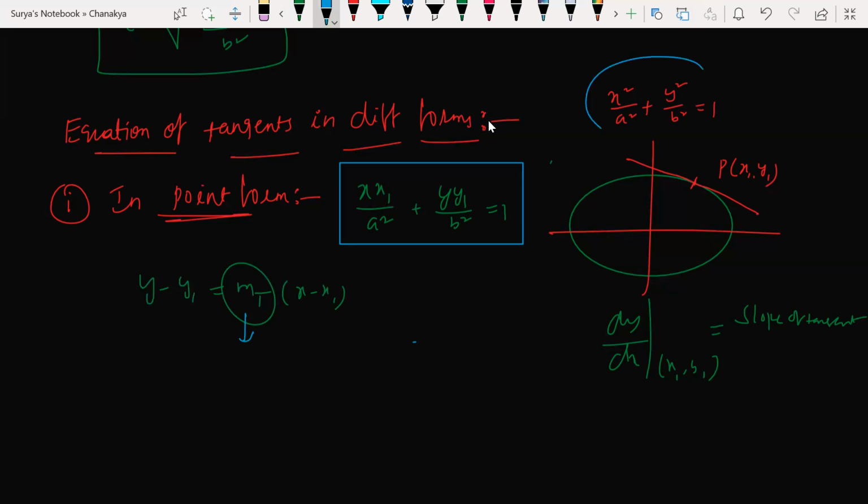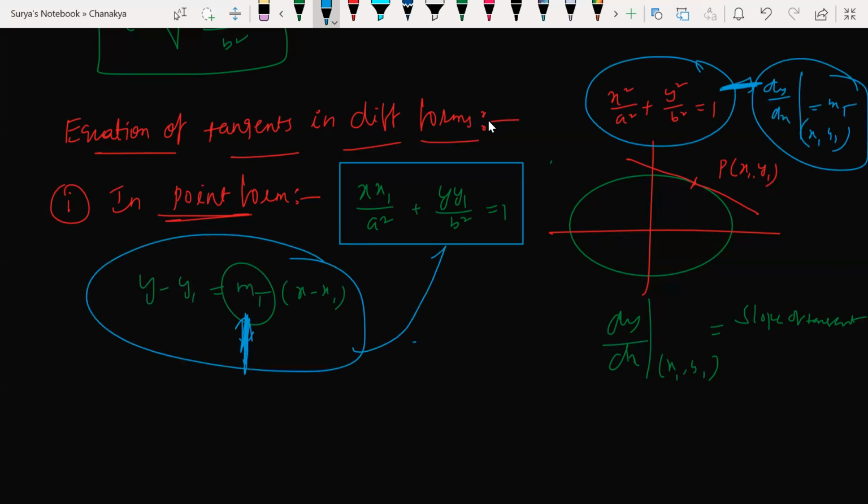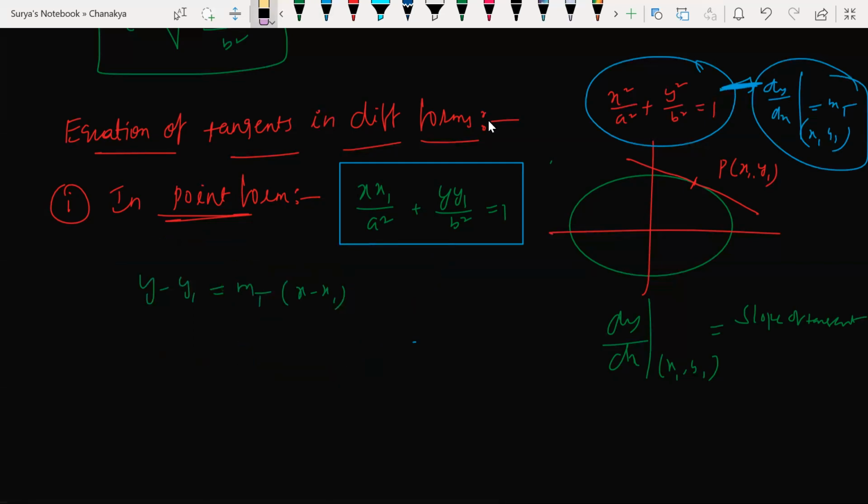From dy by dx. If I find out dy by dx from the standard equation of the ellipse and substitute x1 comma y1, that is the mt value, the slope of the tangent. I'll substitute that slope of the tangent here, and if I solve this, I'll get this. Do you understand? People able to understand here? Hello? Proofs, nobody will ask you here. You can still derive it. Very simple, very simple.